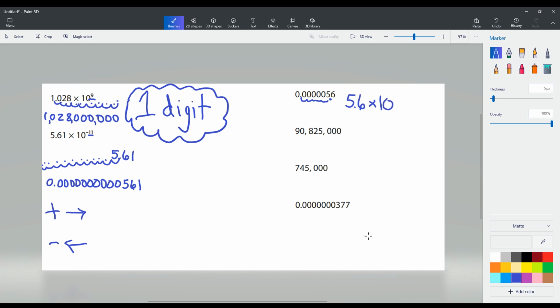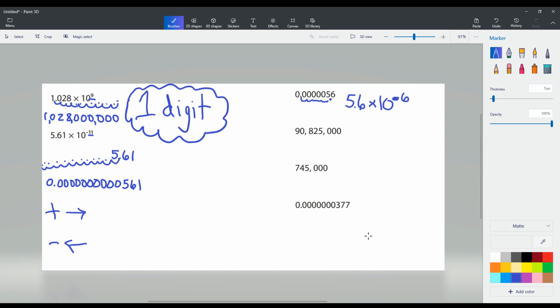When I turn this back into standard form, I need to go to the left. So that means I need to write it as a -6 so that I know when I go back the other way, it's the left. So 5.6 times 10 to the -6 is equal to this, 0.0000056.